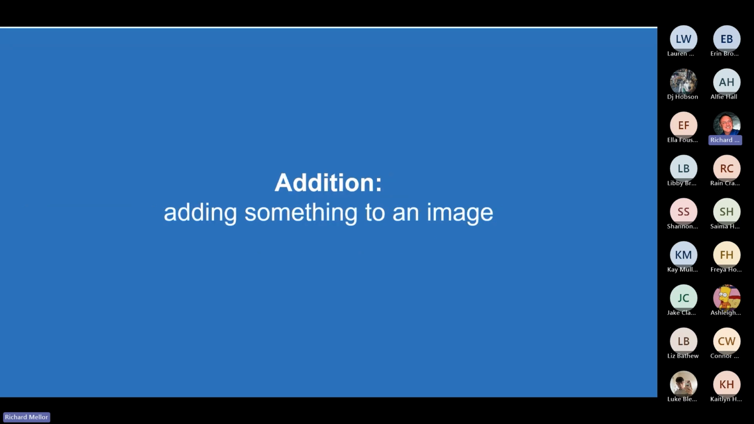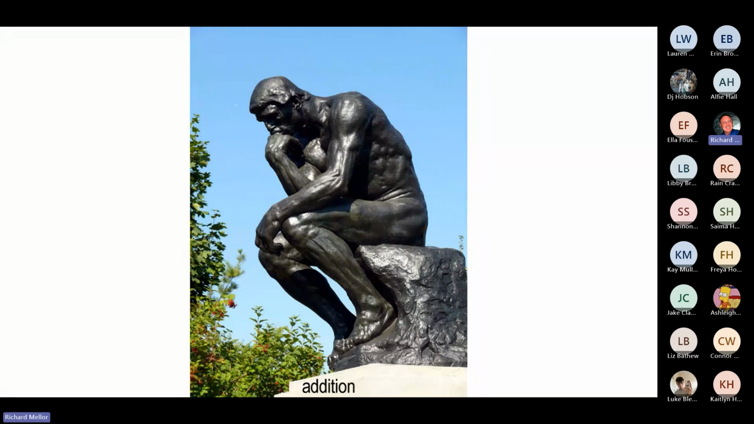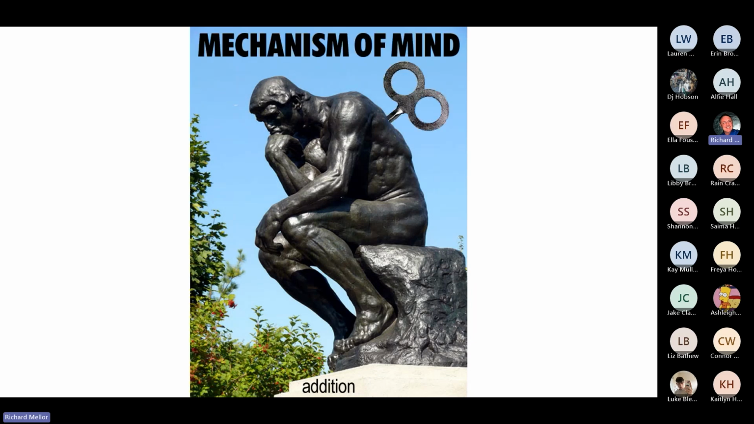Of the fused metaphor, there are two variants: an additive, or addition, and also a substitute. Addition is adding something to an image. So, for instance, you have this Rubens statue of the thinking man. On its own, it's not a metaphor. It literally is a statue of a thinking man. However, if you add something to it, like a headline and a mechanical key, and the headline reading "mechanism of the mind", you've then turned it into a fused metaphor of the addition variety.